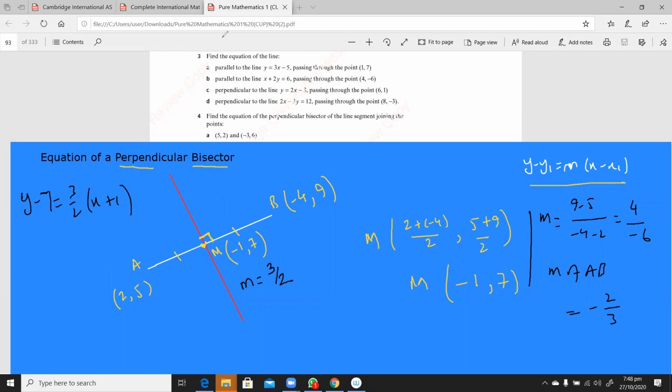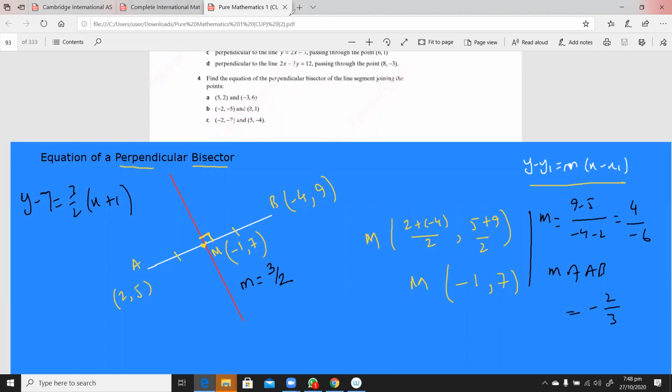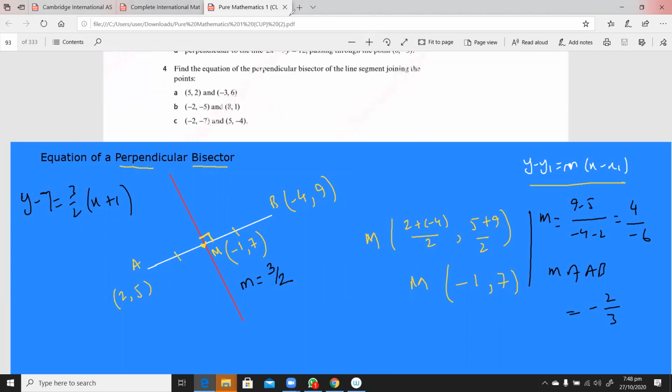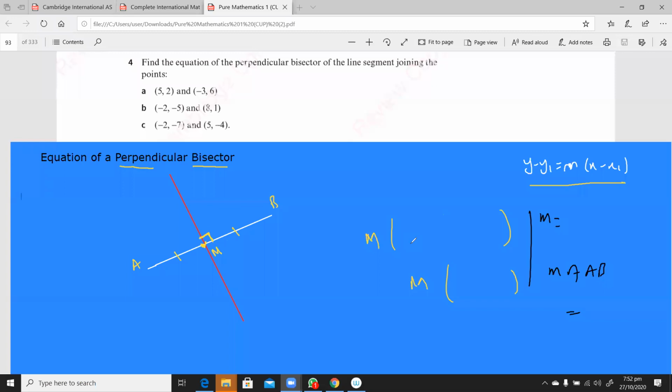Okay, now I have a question for you. This is question number 4. You have to try this question. It says, find the equation of the perpendicular bisector of the line segment joining this. So please try these questions out. Okay, now look at this A part. I actually wanted you to try this first before looking at this part.